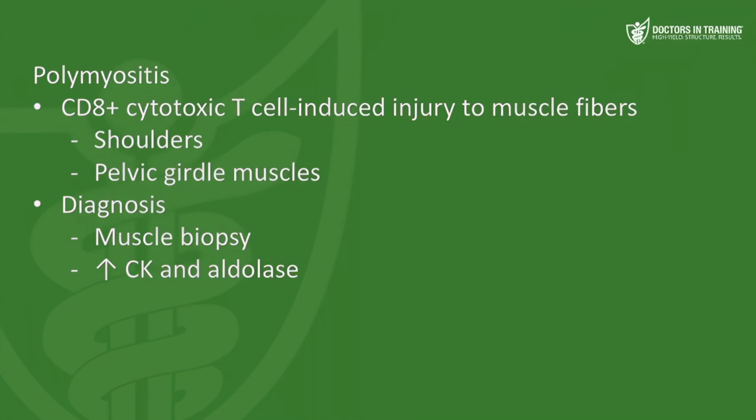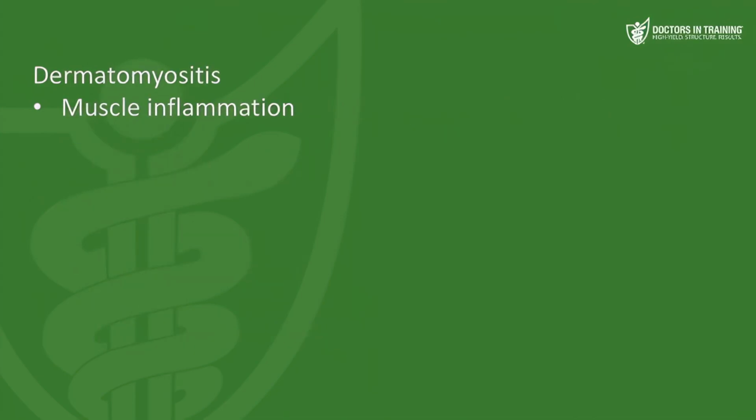Another useful lab marker is elevated aldolase, which is another enzyme released from inflamed muscle. And in polymyositis, you have positive ANA and positive anti-Jo1 antibodies. Dermatomyositis is similar to polymyositis, but in addition to the muscle inflammation, you also have a skin involvement.